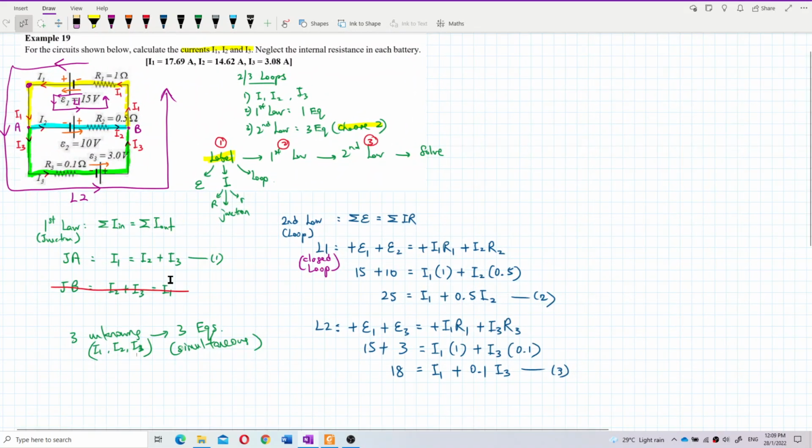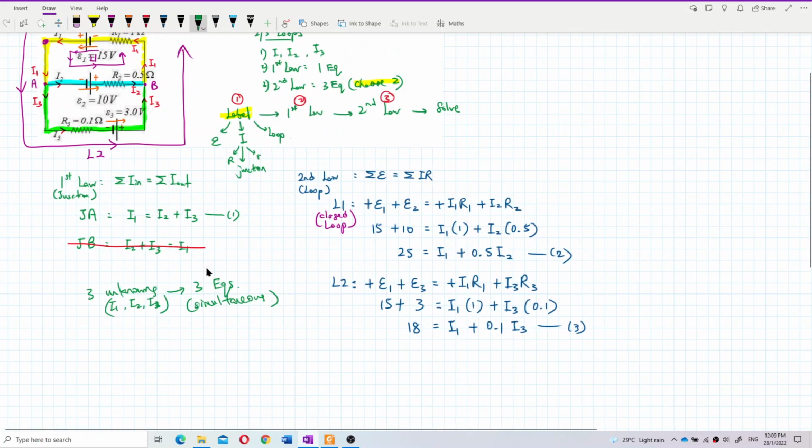But then how do we solve? Do I need to use simultaneous equations? Do I have to use the substitution method?